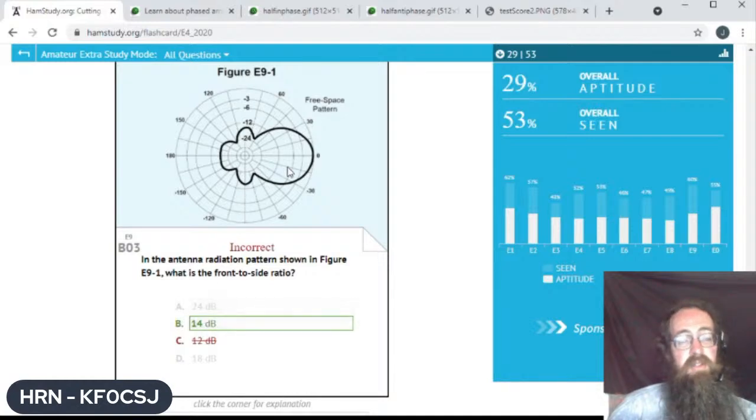So on this one, they want all the way to zero, all the way out to the peak. And then just past 12 will give you 14.